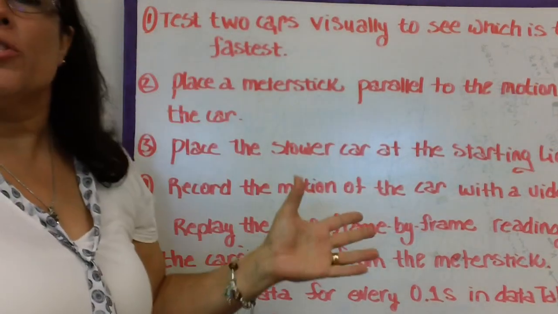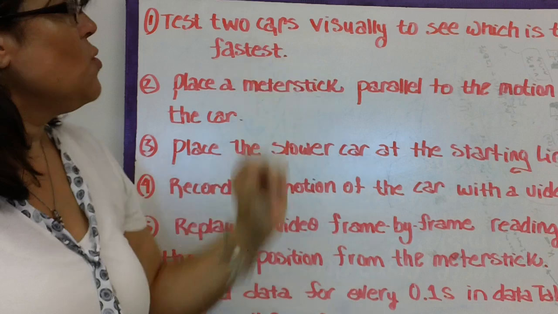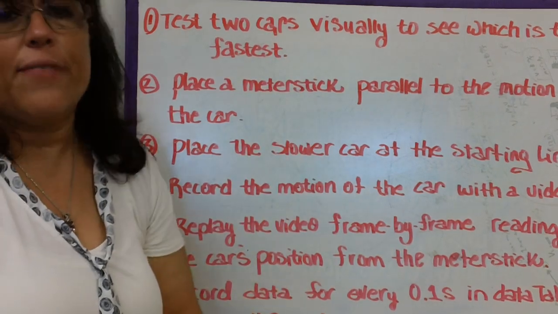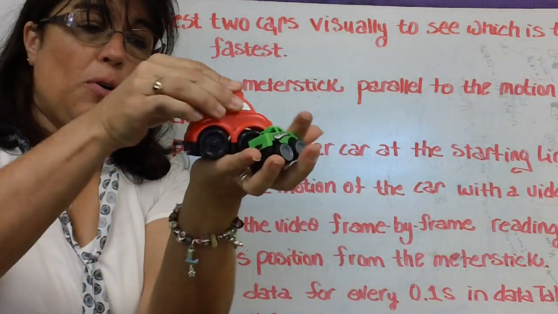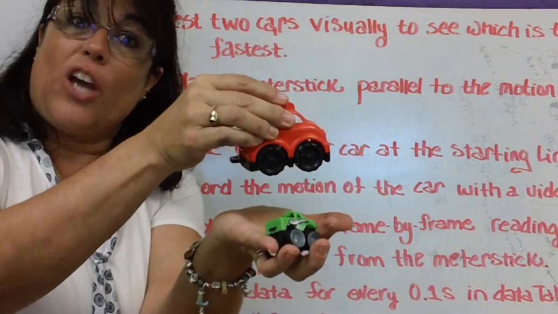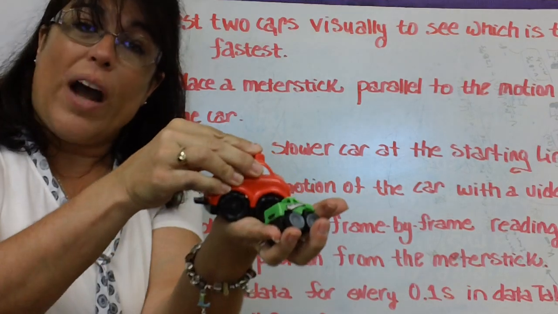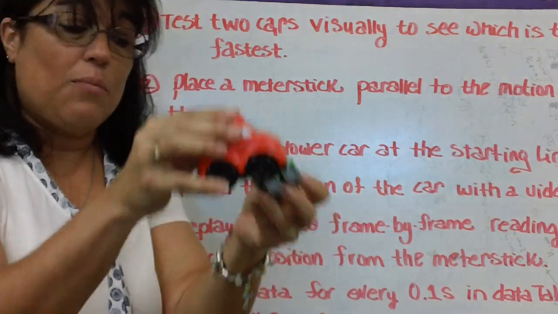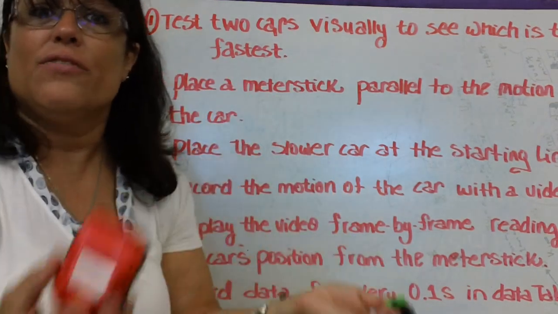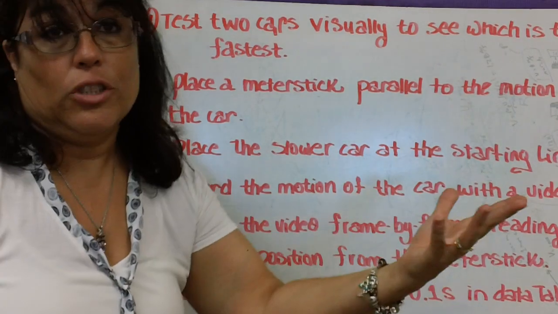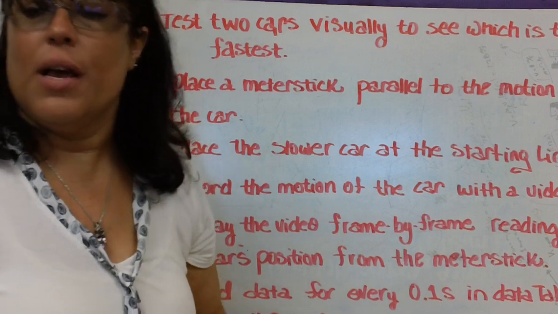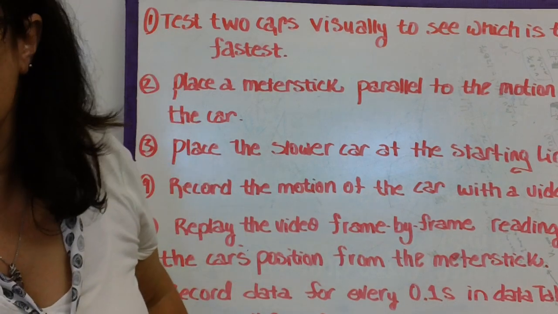Okay, so the procedure that we're going to be doing is we're testing two cars visually to see which one's the fastest. Both of these cars are wind-up cars, so they're the kind of cars that you push backward and then you let go. Make sure that they're fully wound up, and we're going to test them. We're going to do both of them together and find out visually which one's faster. You can see which one is moving faster. So you're going to start with the slower car first.